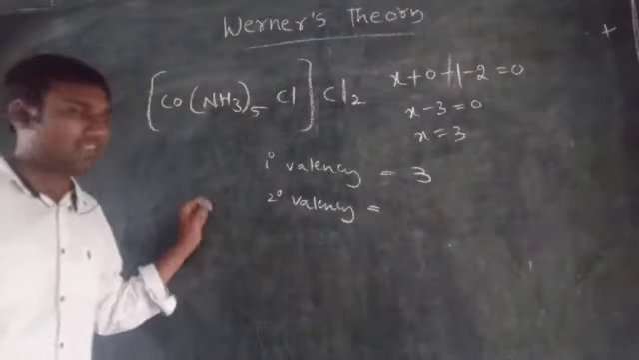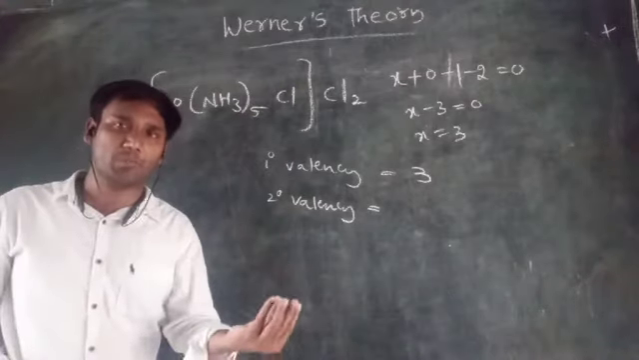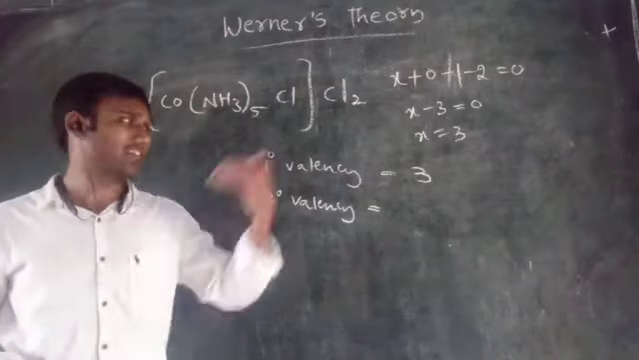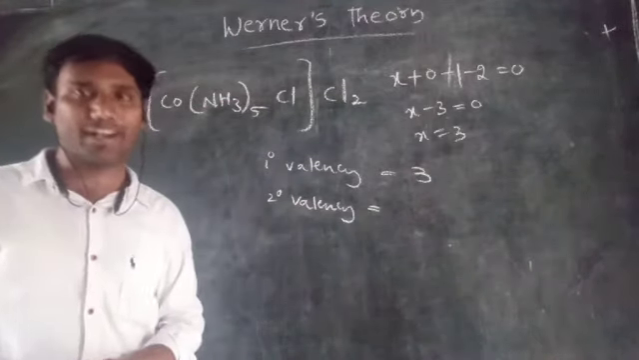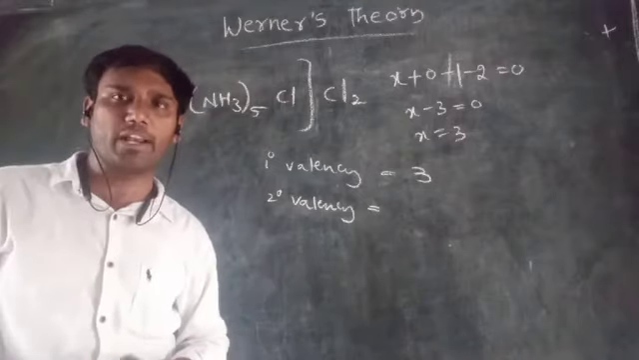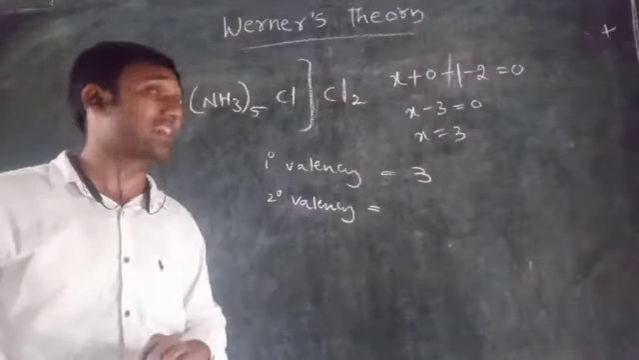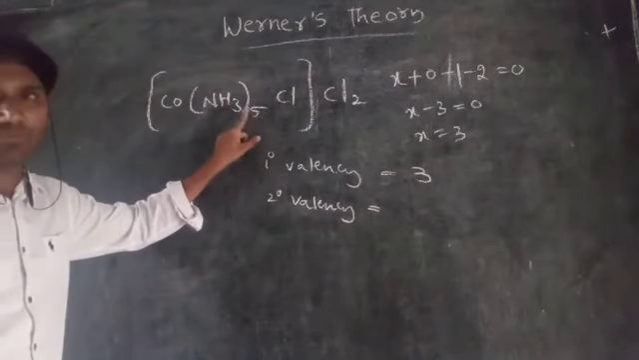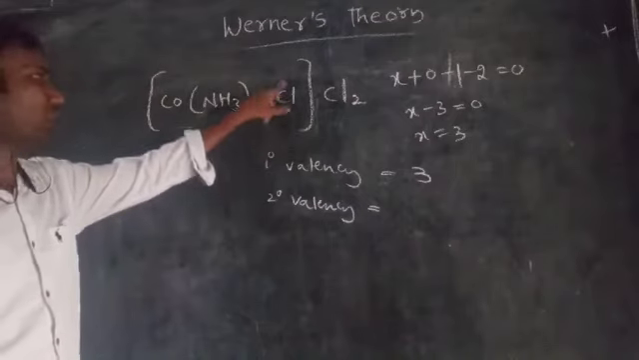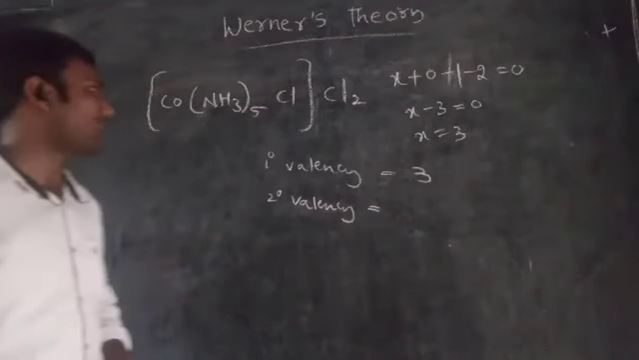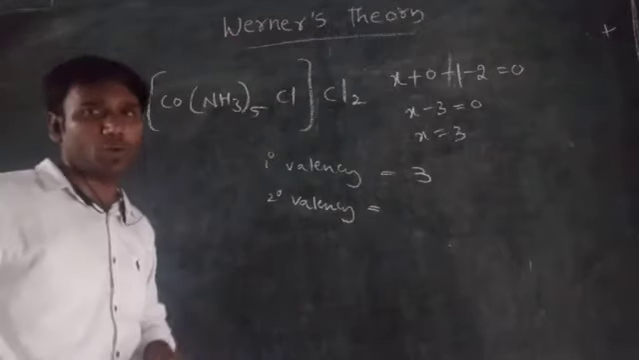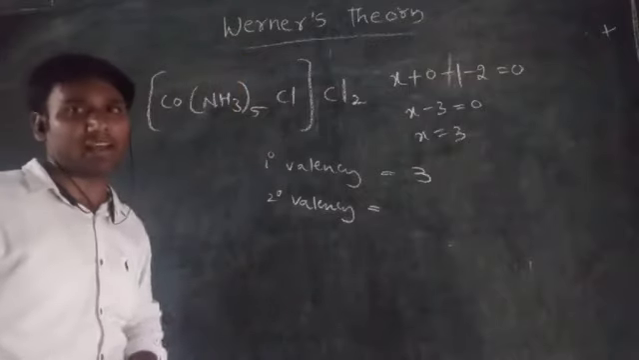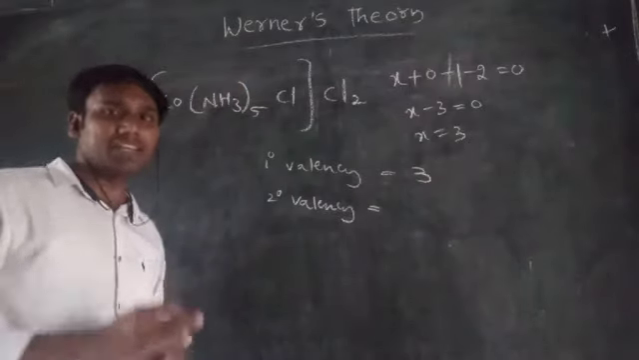Coordination number means what? The number of electron pairs donated to the central metal atom from their ligands is called coordination number. So how can you define the coordination number? The number of electron pairs donated to the central metal atom from their ligands is called coordination number. Now here how many ligands are there? Ammonia 5. That means 5 ligands. And here chlorine is also donating 1 electron pair to the central metal atom. Totally how many electron pairs are donating to the central metal atom? From the ammonia 5 electron pairs are donating, and chlorine also donating 1 electron pair. So totally how many electron pairs are donating? 6 electron pairs are donating.